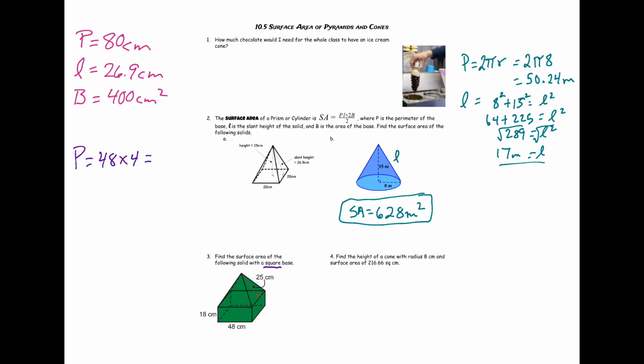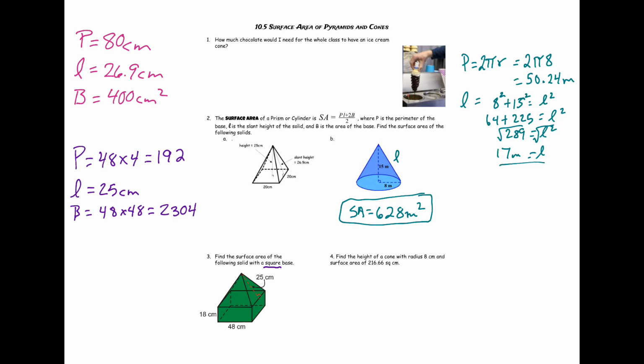We get 192. Our lateral height, or the height of our face, is going to be 25 centimeters. That's given to us. We don't have to do any type of Pythagorean theorem to find the height of the pyramid yet. And then the area of the base: once again, remember the base is a square, so that will just be 48 times 48, which gives us an answer of 2304.